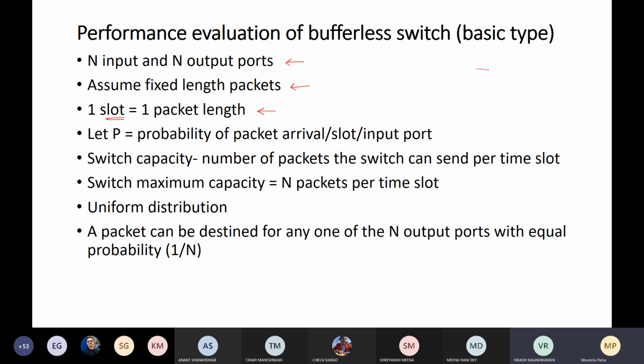Please let me remind you, this is the scenario that we are talking about. We have input ports here and we have output ports here. None of them has buffers, and this is your switch fabric.